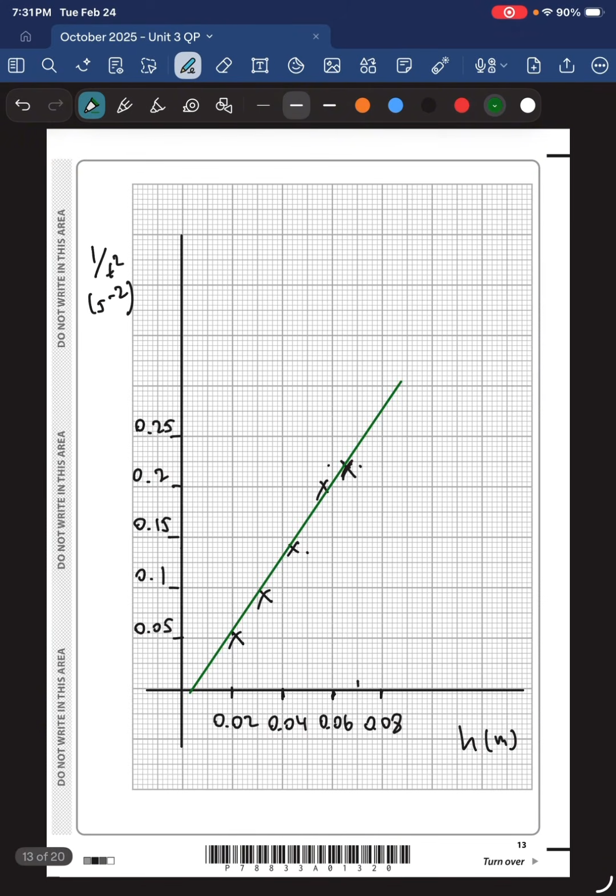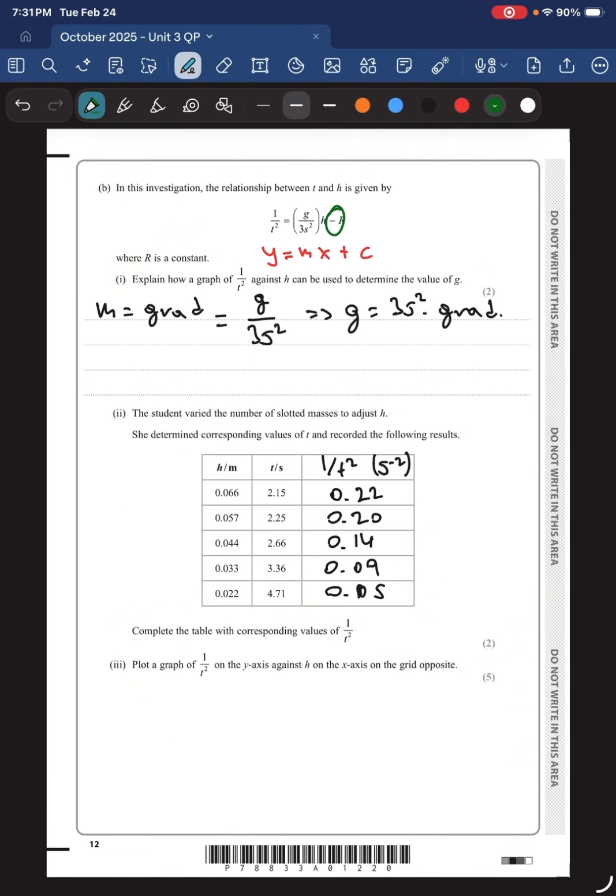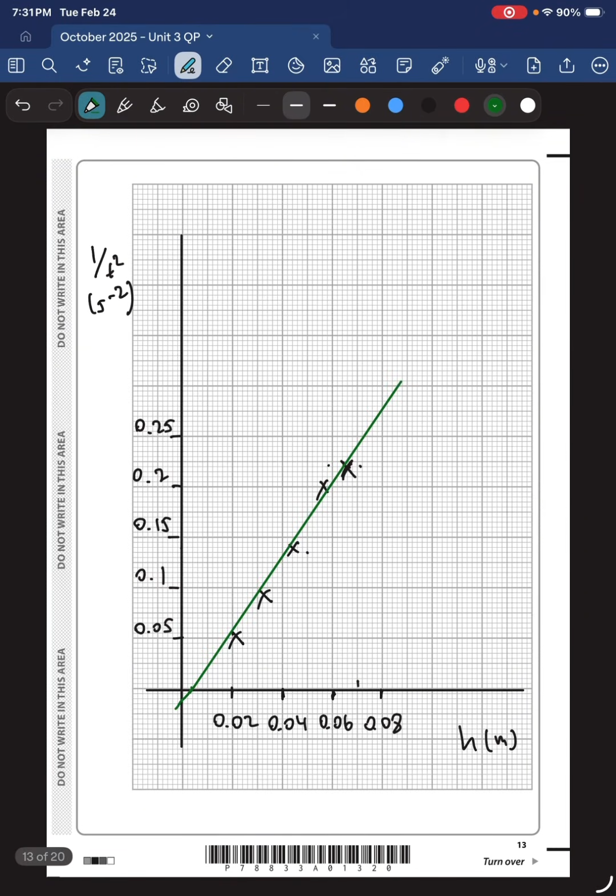Okay, this is the graph. As you can see, if you extend it, it goes to the negative of the y-axis, as is shown by that constant over there.